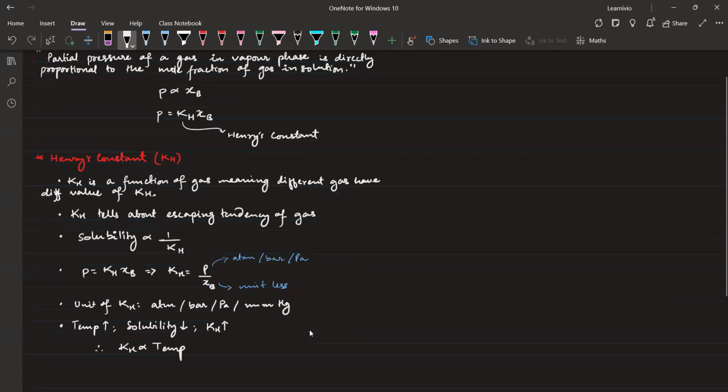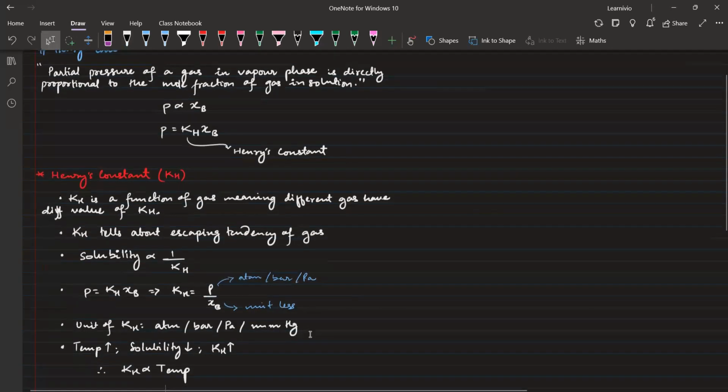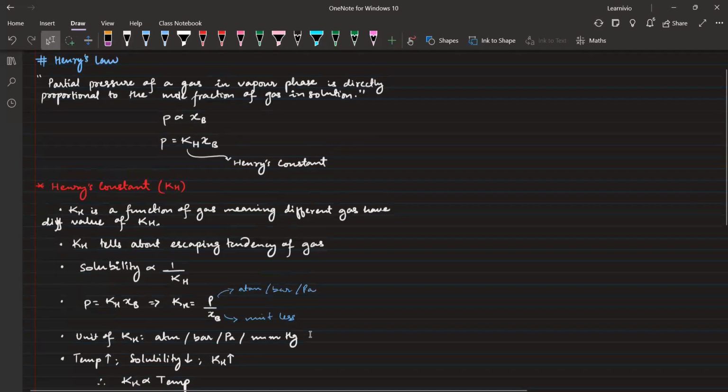And Mariam, since you have joined late, you have to write this Henry's law also. Please write this down. Raise your hand once you're done. Then we will look at a few questions, and then we will move on to the graphs of Henry.